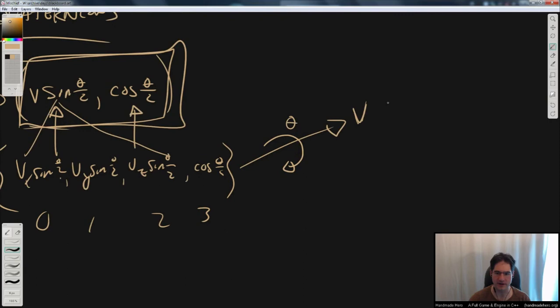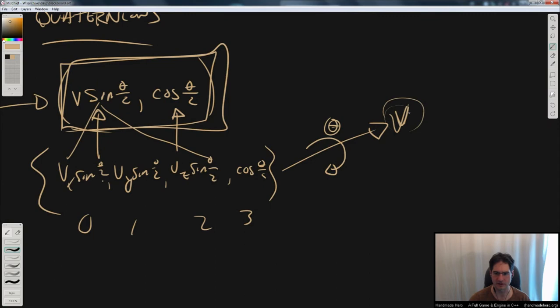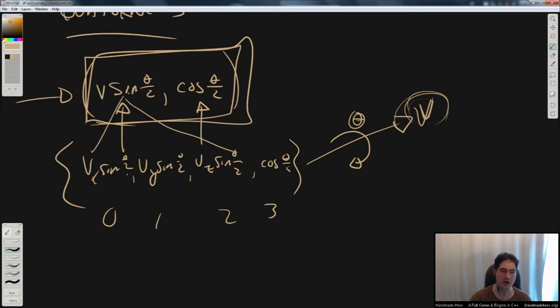You stick the axis, and again, this axis is usually considered normalized, but there's reasons why that doesn't necessarily matter. But point being, you have this term by just computing the sine of half the angle and multiplying by the vector. That's your first 3 elements. Then you just stick the cosine of half the angle in the 4th element. Done, right?